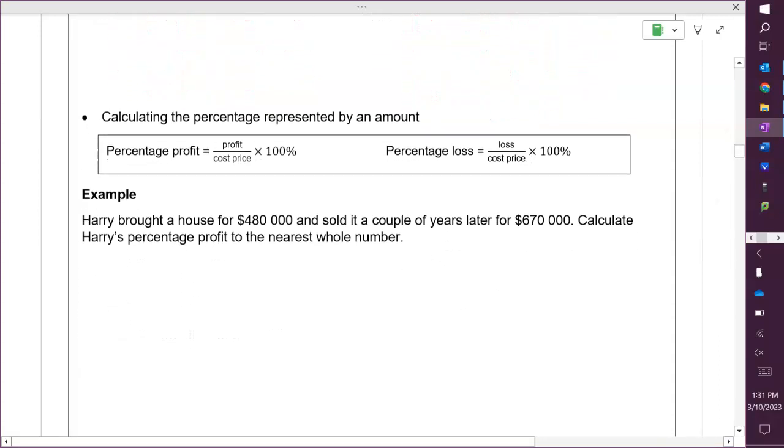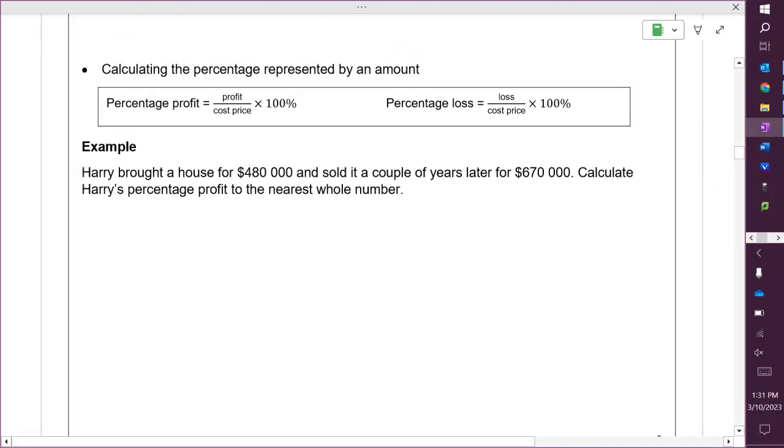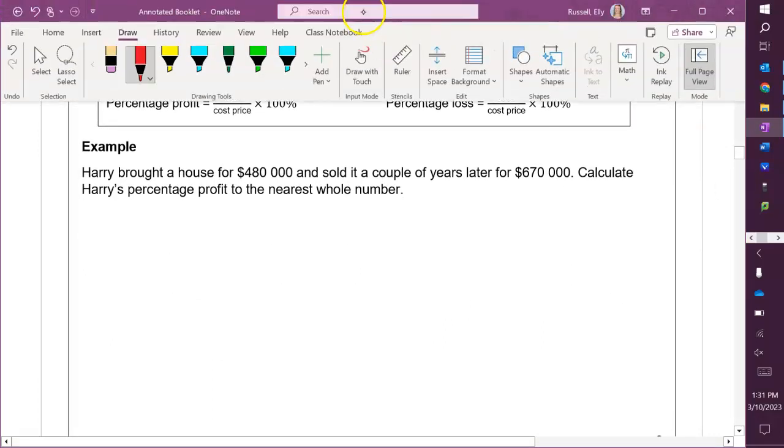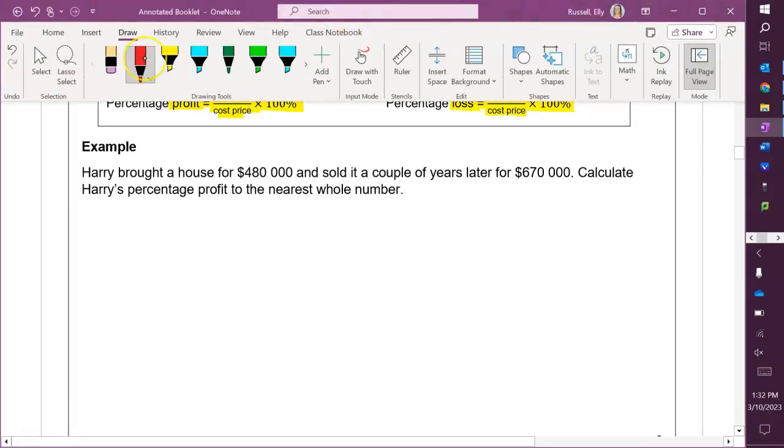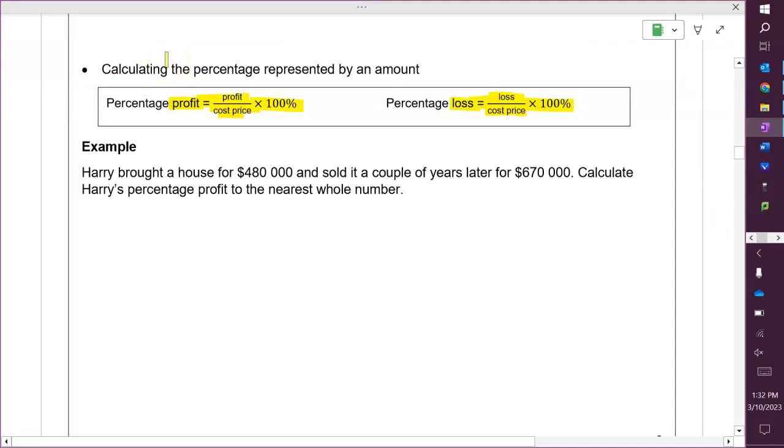The last one here is calculating the percentage represented by an amount. So we've got two formulas, one is for profit and one is for loss. So a percentage profit is our profit over the cost price times 100, and for loss, it is the loss over the cost price times 100. So very similar formulas, the only difference is you've got your profit or your loss as the numerator.